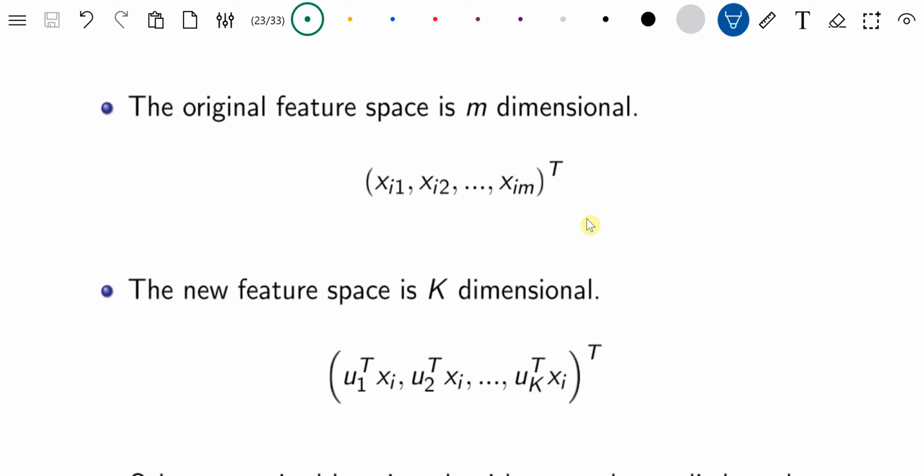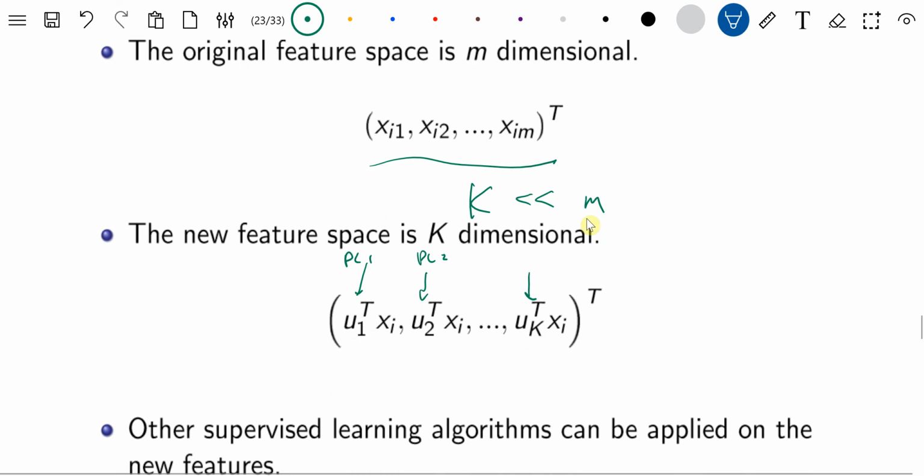So in this slide, I was talking about you have the original feature space and you perform PCA to find principal components 1, 2, 3, and 4. So this is PC1, PC2, and so on. So how can you create new features with a lower dimension? So K should be significantly smaller than N. And we can use other supervised learning algorithms on this lower dimensional space. Hopefully, the performance is better.